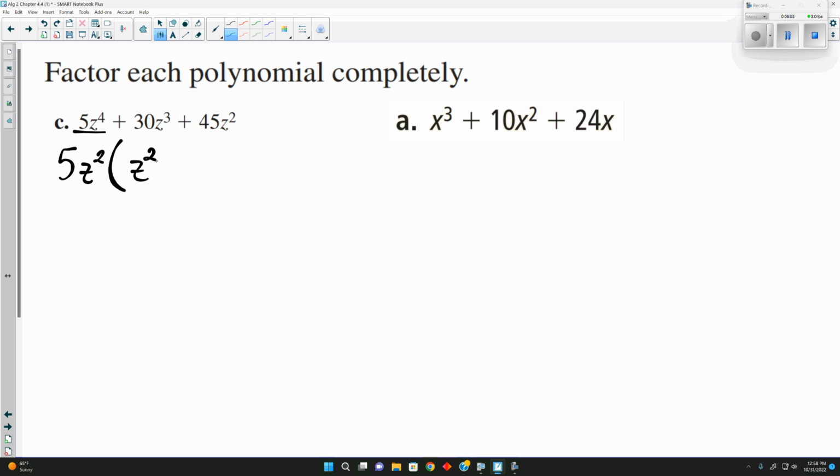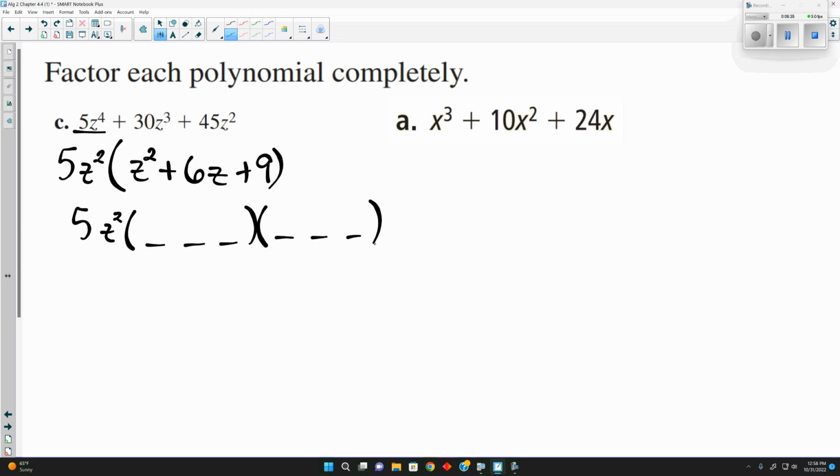Now for the middle term, 30 divided by 5 is plus 6. And then if we take 2 z's away from z to the third, we're just left with 1. 45 divided by 5 is plus 9, because if we take 2 z's away from z squared, we don't have any left. It simplifies to just 9 times 1, which would just be 9. Now that we've taken out the greatest common factor, we have 2 sets of parentheses with 3 spaces.